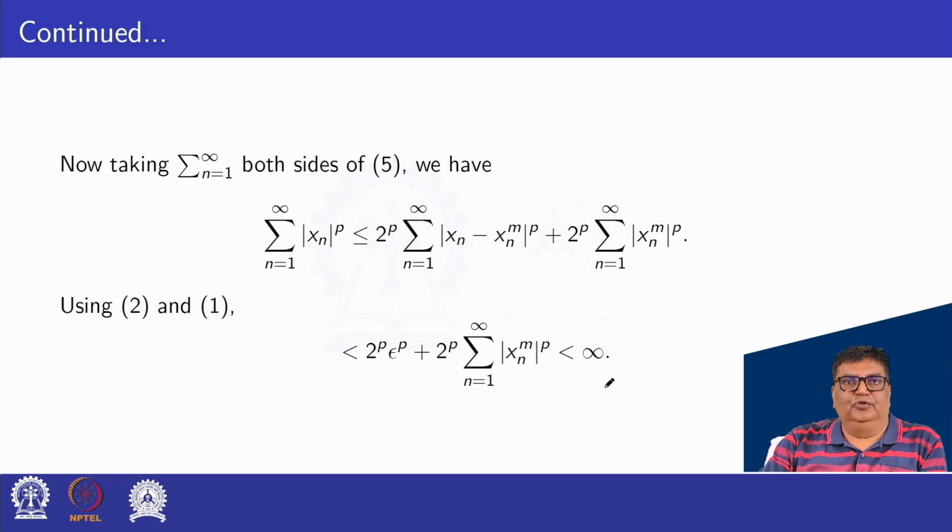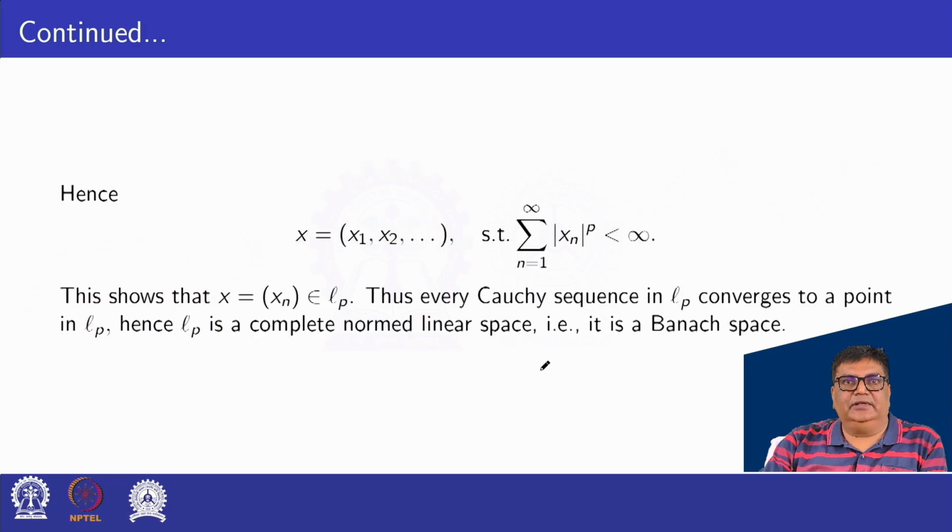So we can say that x = (x_1, x_2, and so on, x_n) such that it satisfies the summation of |x_n|^p less than infinity. So we can say that x belongs to l^p. Thus every Cauchy sequence in l^p converges to a point in l^p. Hence l^p is a complete normed linear space, that is, it is a Banach space.